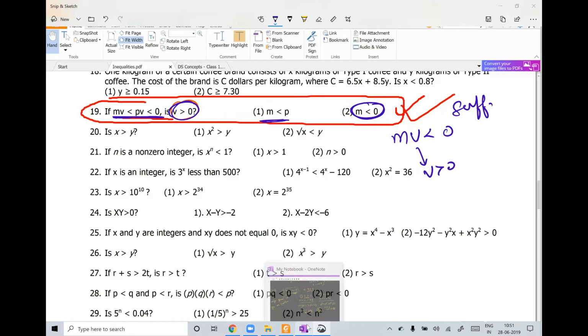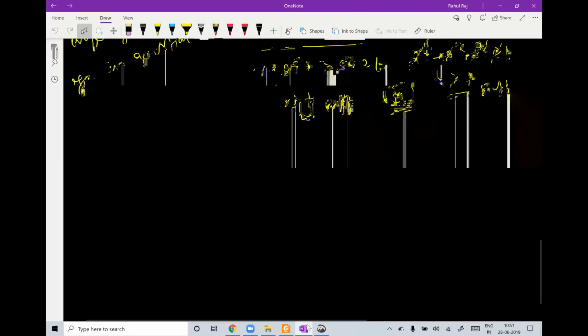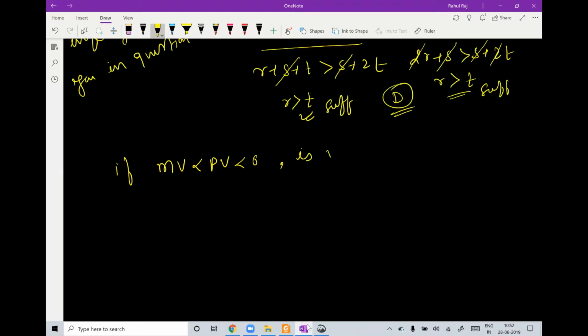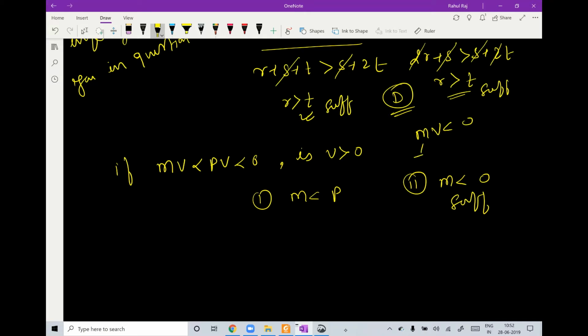So see a bit, this says if MV is less than PV is less than 0. The question is asking you is V greater than 0, right? Option number 1 says M is less than P. Option number 2 says what? M is less than 0. So this is sufficient, right? Yes. Because MV is less than 0 and if M is negative, V has to be positive.